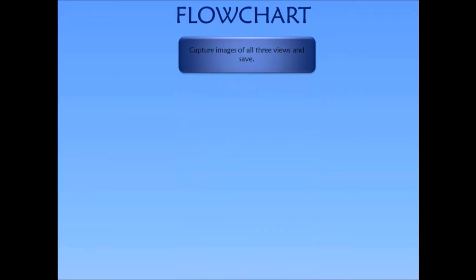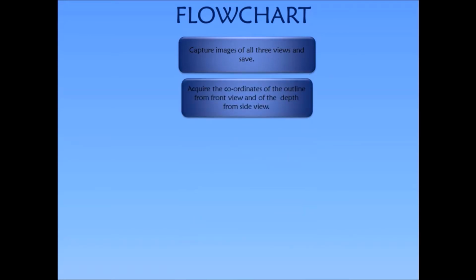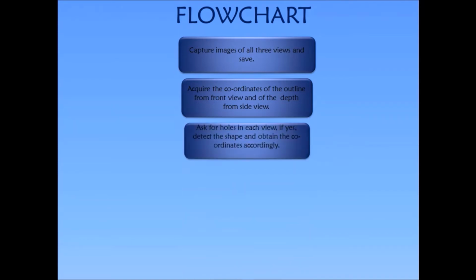Firstly, the camera captures the orthographic views of the object present on the screen. The code is designed in such a way that it acquires the coordinates of the outline from the front view and depth from the side view with the help of some inputs acquired from the user. If there are any holes, it detects the shapes and coordinates accordingly.